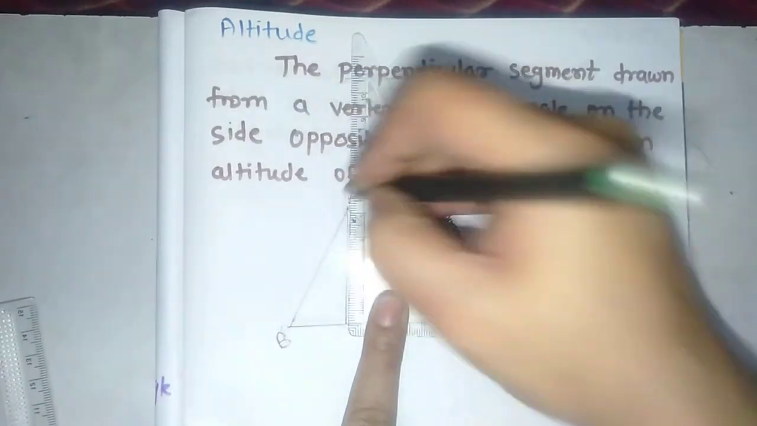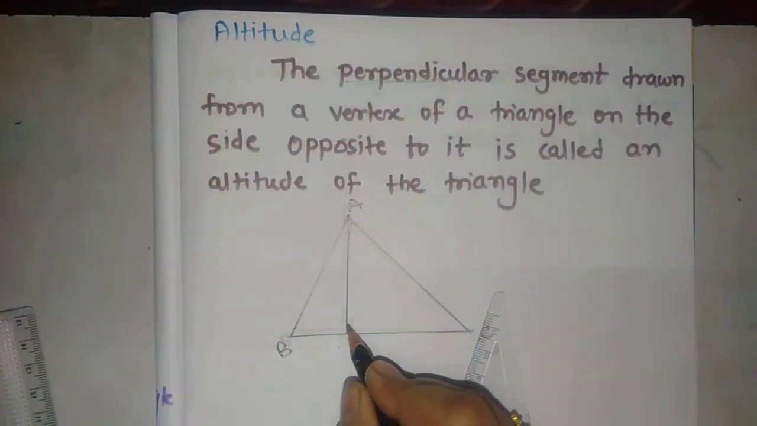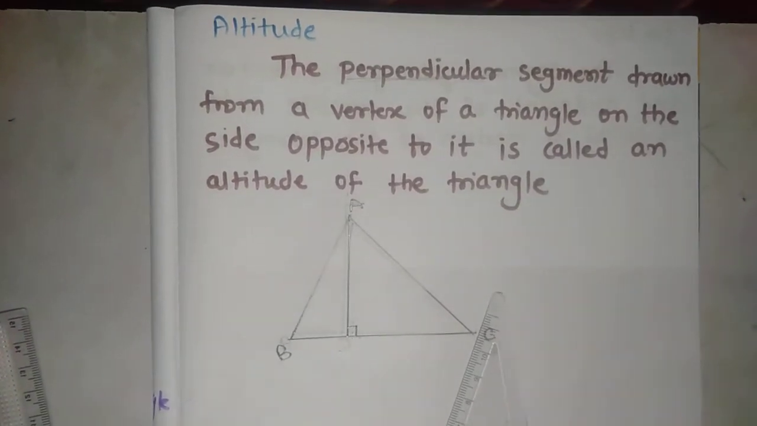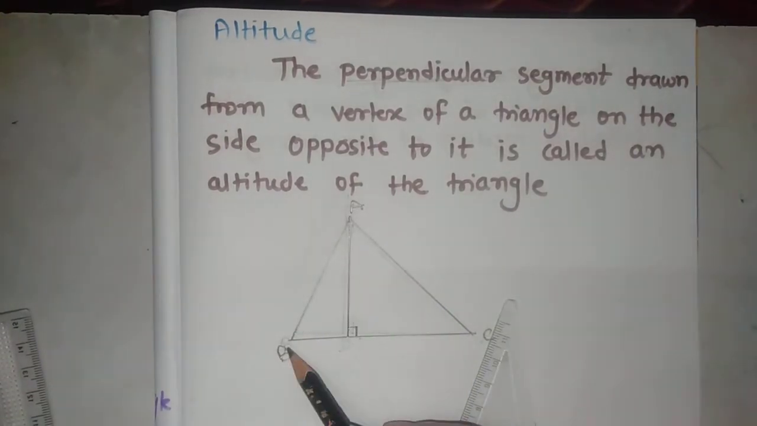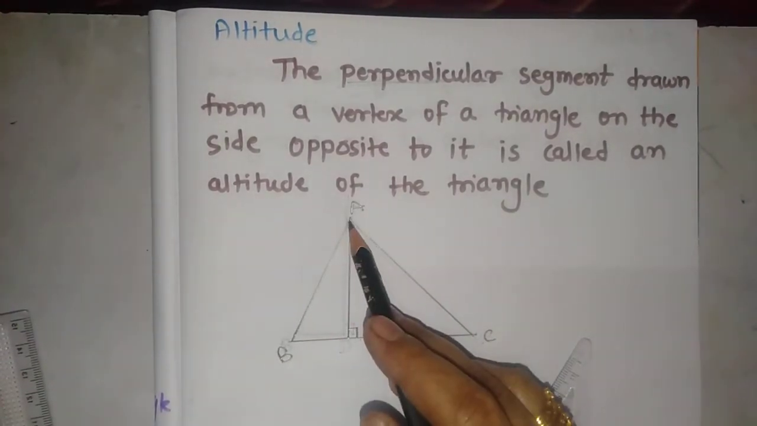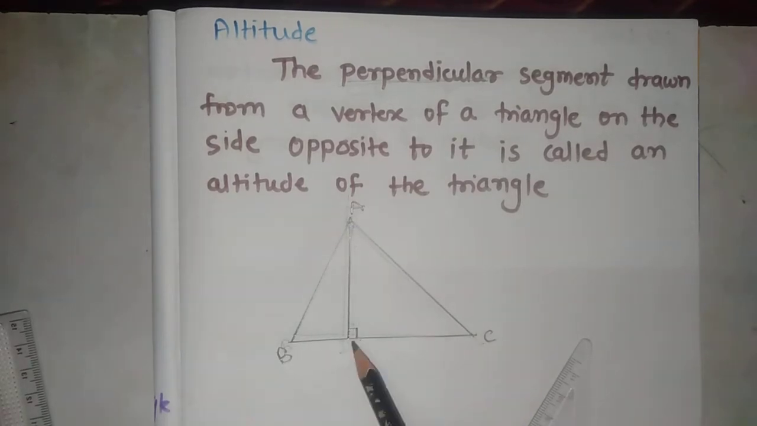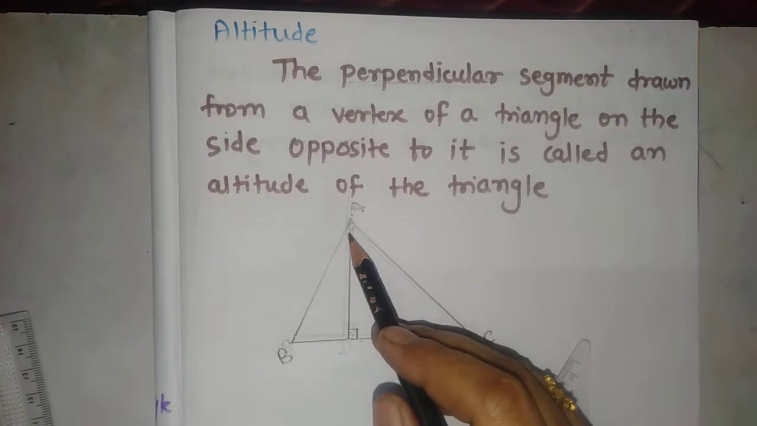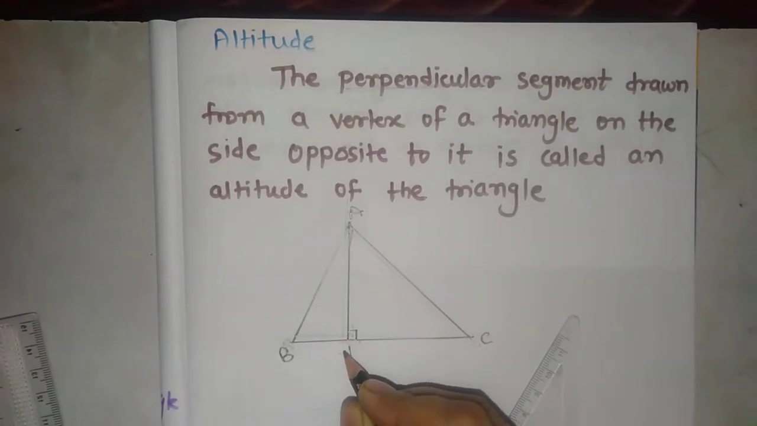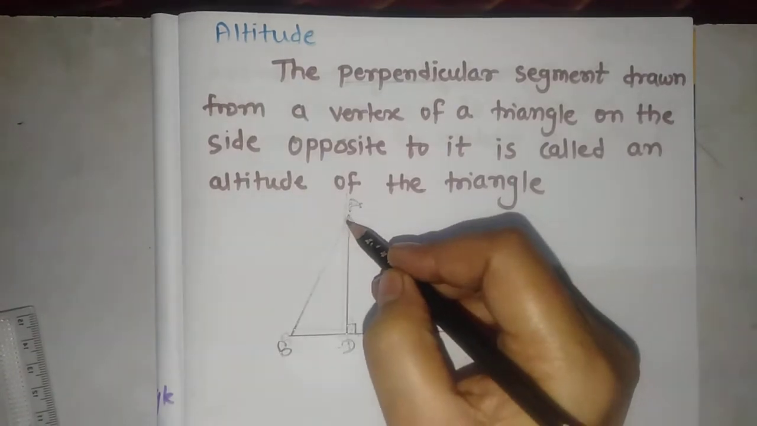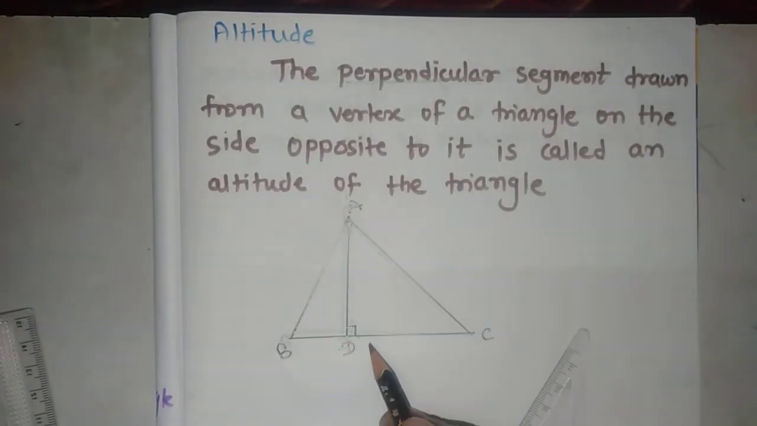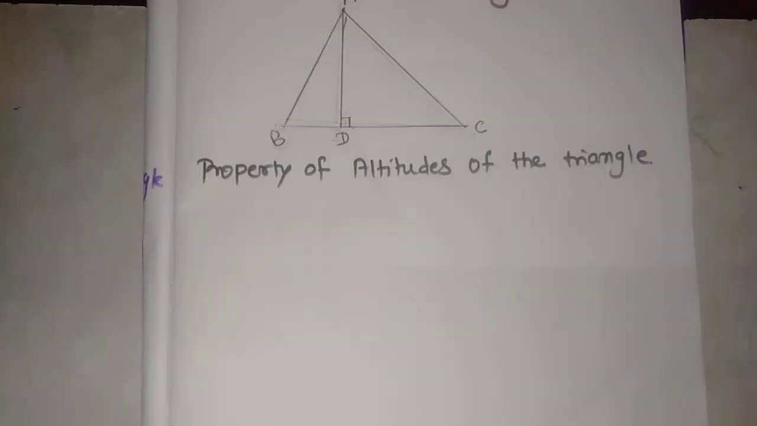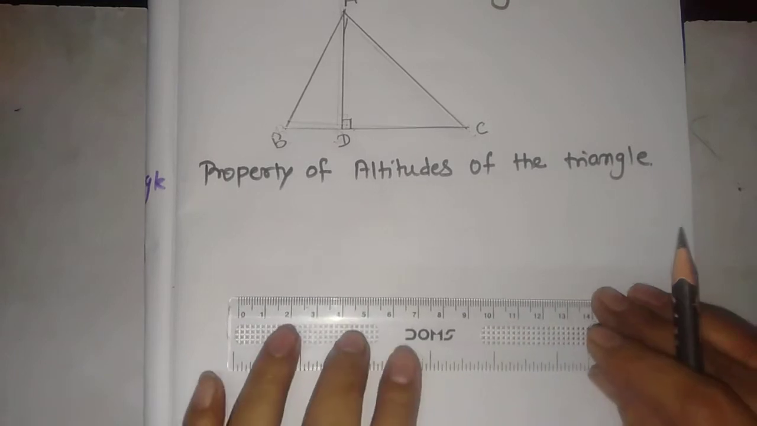Draw the line. So this line exactly intersects at 90 degrees, and it is drawn on the side opposite to the vertex A. Suppose I want to give here the letter D. So segment AD is the altitude of side BC. Understood? Now see the property of the altitudes of the triangle.